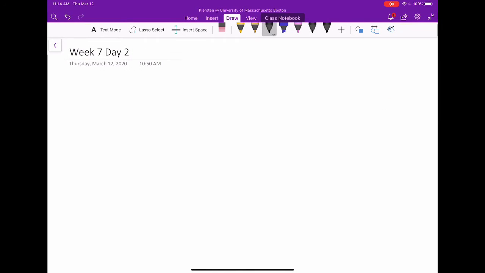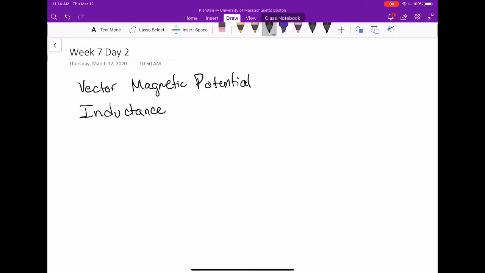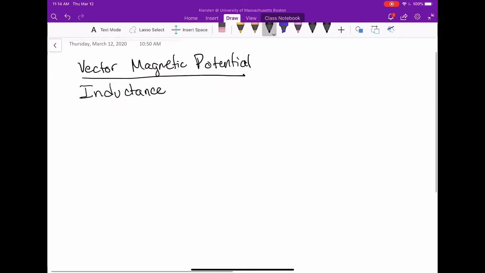Hi, and welcome to week 7, day 2. Today we're going to talk about two things. One of them is the vector magnetic potential. And the other one is inductance. So let's start with the vector magnetic potential, and we'll forget about inductance for now.